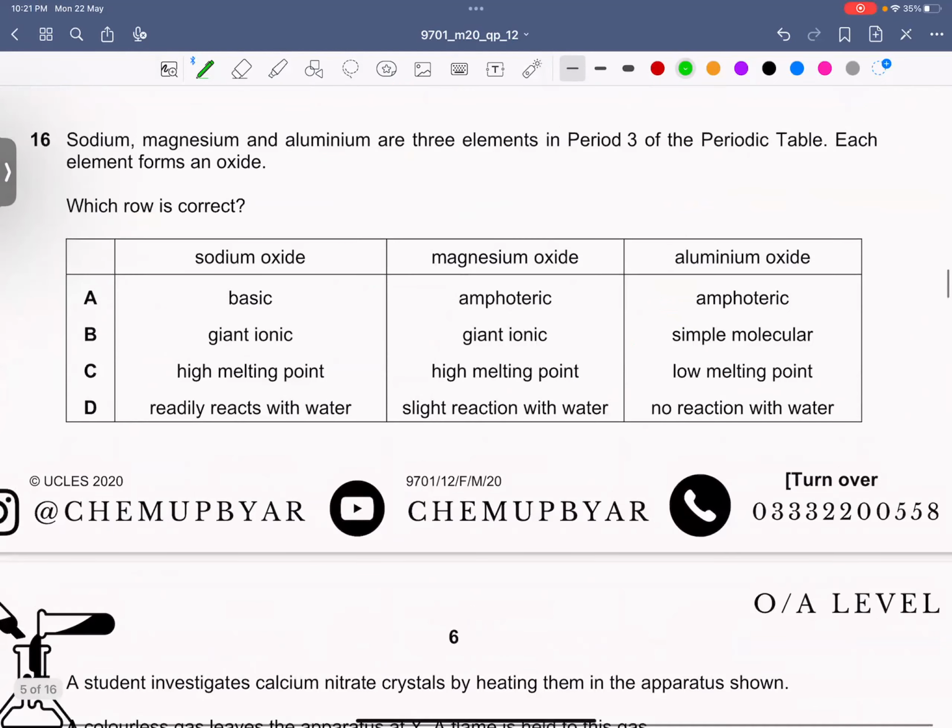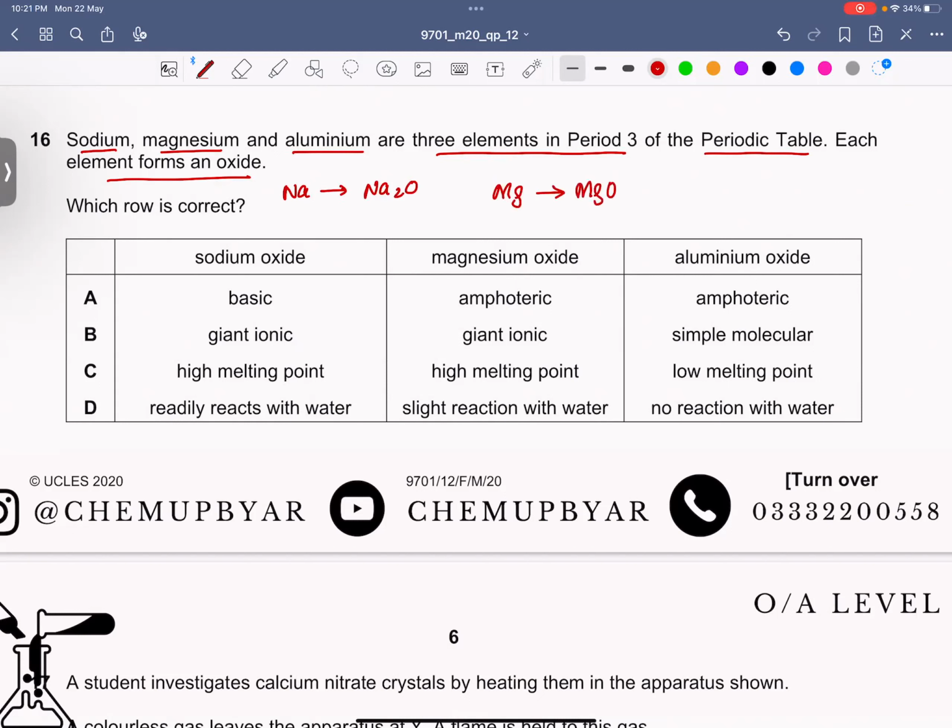Now question number 16. Sodium, magnesium, and aluminium are three elements in period 3 of the periodic table. Each element forms an oxide. So sodium forms sodium oxide Na2O, magnesium forms magnesium oxide MgO, and aluminium forms aluminium oxide Al2O3.